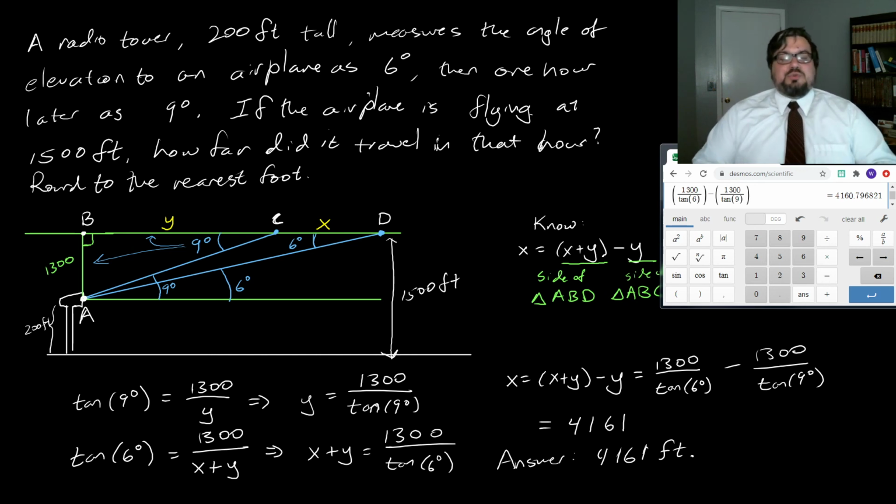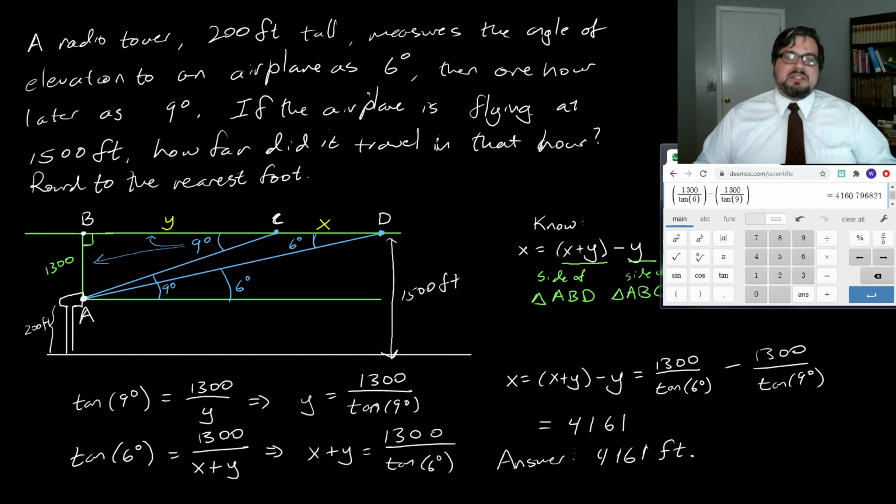Now, as with the more abstract cases, we can do some sanity checks on things like this. We can make sure that our answers make sense. So for instance, a negative answer to this question wouldn't make a lot of sense if the question was, how far did the plane travel? It doesn't make a whole lot of sense to say that it traveled a negative amount.